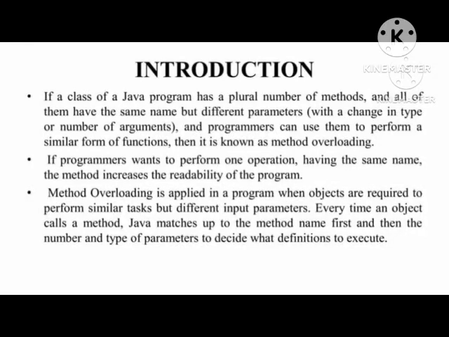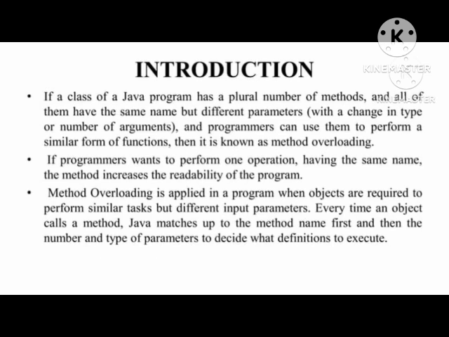Introduction. If a class of a Java program has a plural number of methods and all of them have the same name but different parameters, with a change in type or number of arguments, and programmers can use them to perform similar forms of functions, then it is known as method overloading.